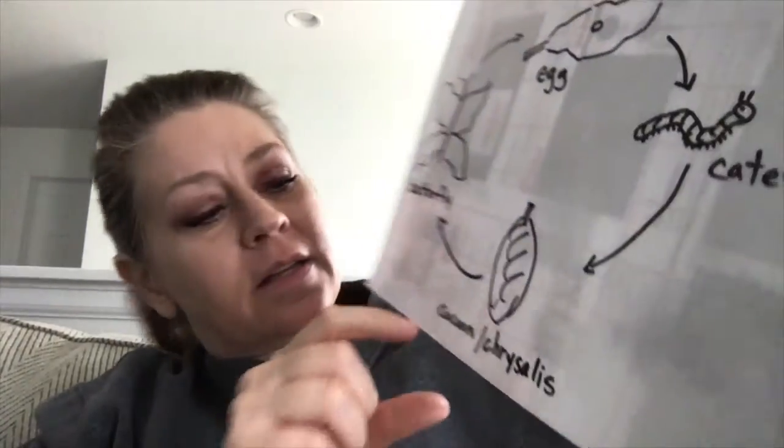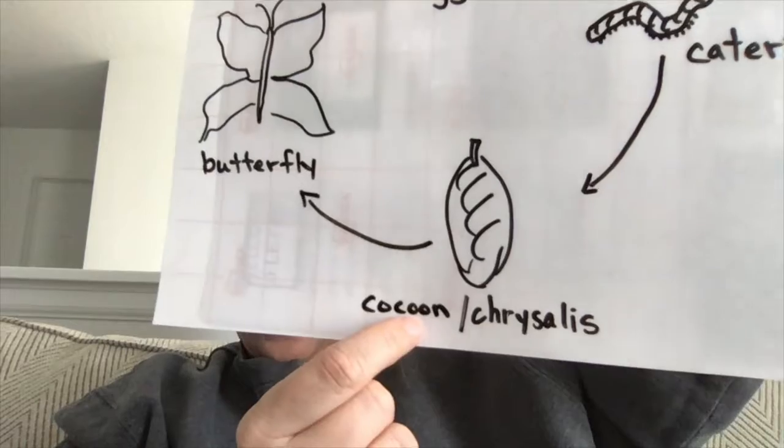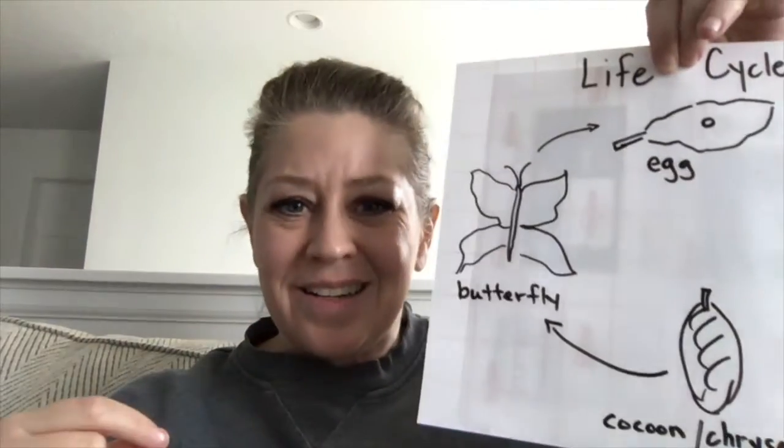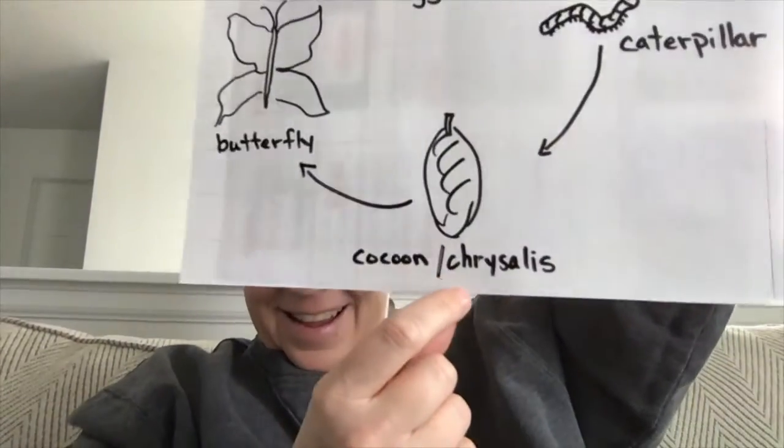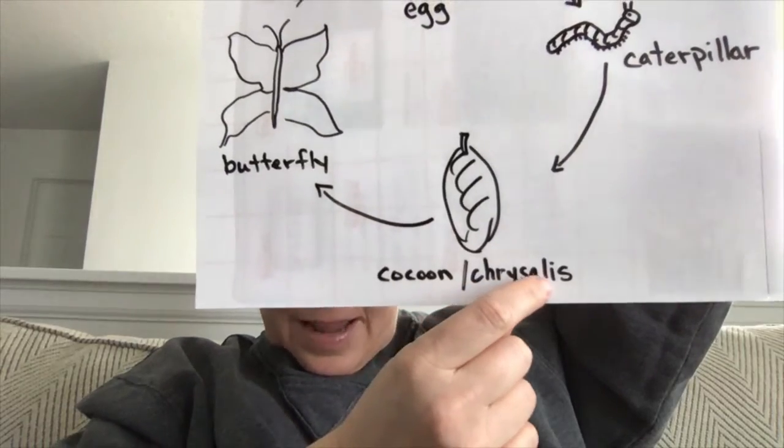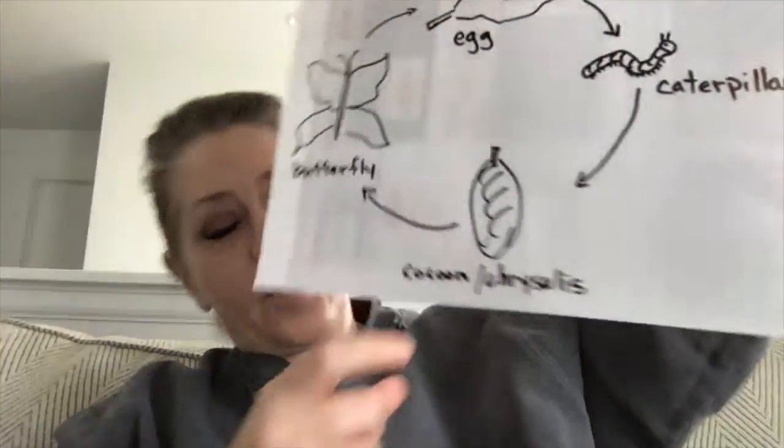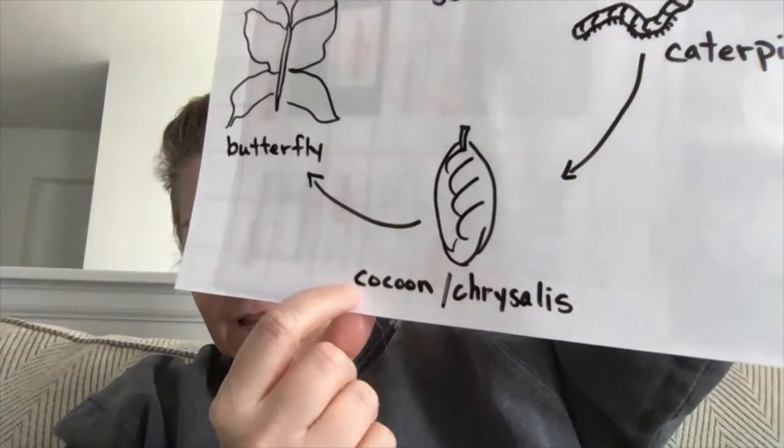Now, as the caterpillar eats and gets bigger and bigger, then comes the next part. Now, in the book, it talks about it being a cocoon. Miss Heidi's going to talk a little bit about that. Another word for it is a chrysalis. Both of them, you can see, start with a C. Let's tap out cocoon. Cocoon. 2. Chrysalis. Chrysalis. 3.